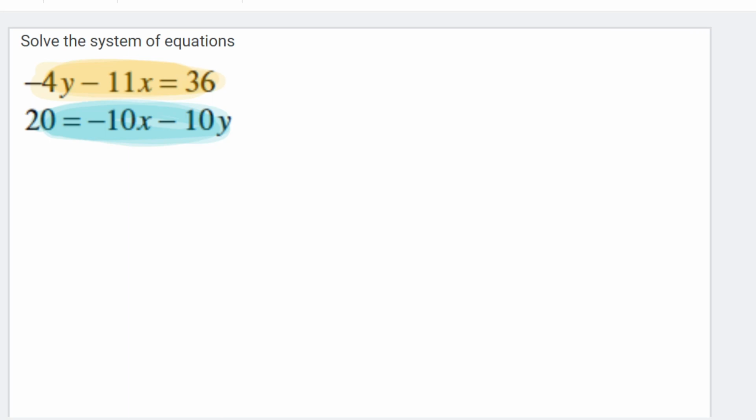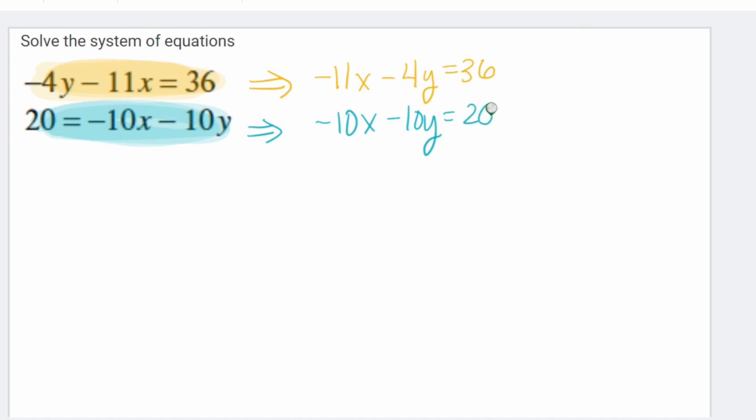I prefer standard form. So for this one, I'm reordering the negative 11x and the negative 4y. All right? That way it goes x, y, constant. The blue one, I'm going to do the same thing. The x and y are already in standard form. I'm just going to scoot the 20 to the other side of the equal sign. And now my two equations look somewhat similar.